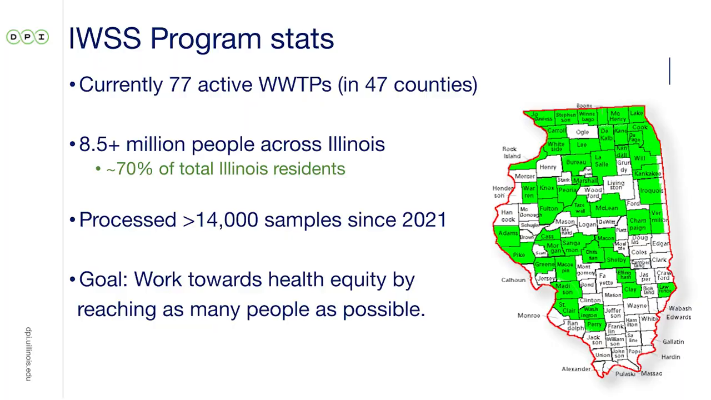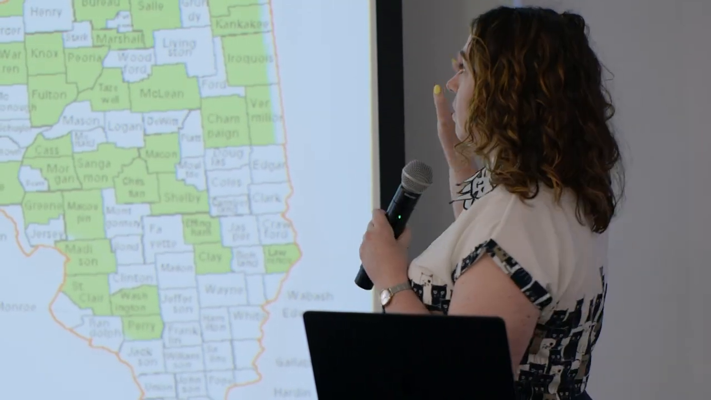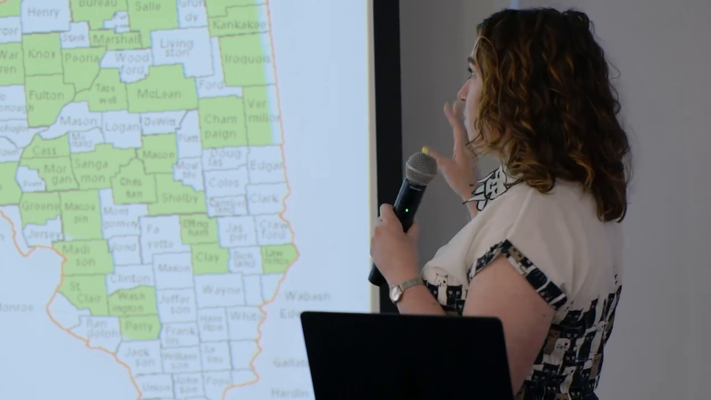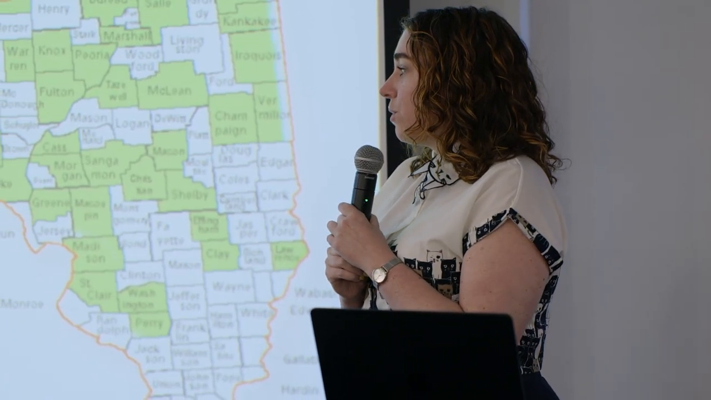Now, we can't quite get to 100% because there are folks that are on septic. And so if they're not on a wastewater treatment plant, then sadly they cannot be a part of our program at this time. The program started in 2021 just in Cook County and was very much smaller. We have since expanded, as you can see, and we have since that time processed over 14,000 samples. And our overall goal for our program is to work towards health equity by reaching as many people in Illinois as possible.